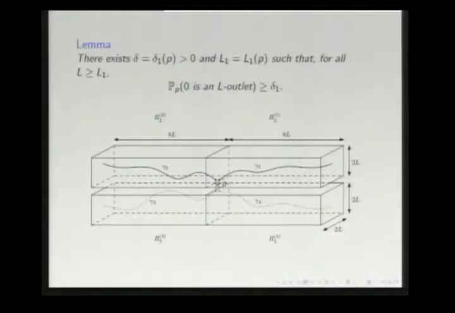Then, is it possible to prove that for fixed P, there exists some positive number delta and some L1 large enough, such that the probability that there's an L outlet at the origin is at least delta? Okay?